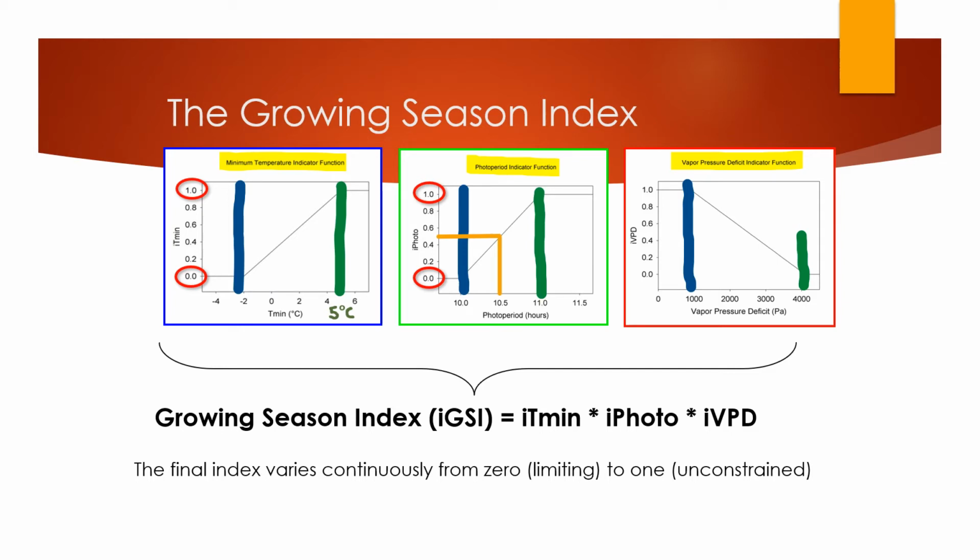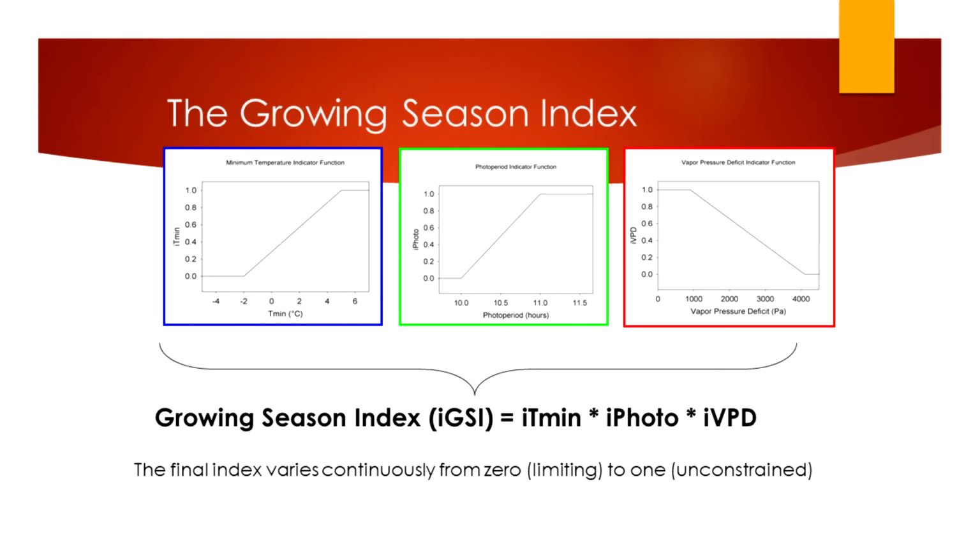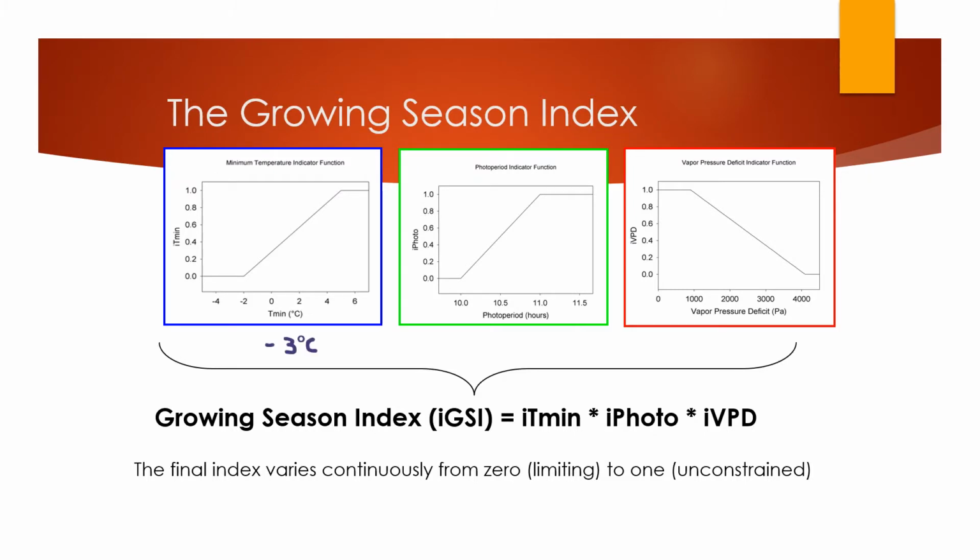And essentially, if we say that on a given day the minimum temperature was -3, and these are in Celsius, but they're easily converted. The photoperiod was, let's just say it was 11 hours.